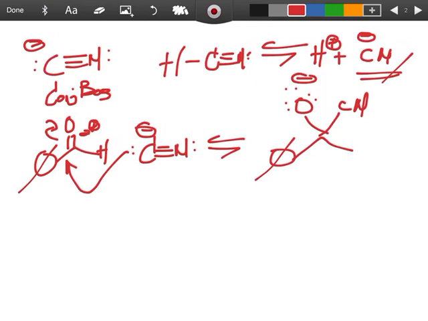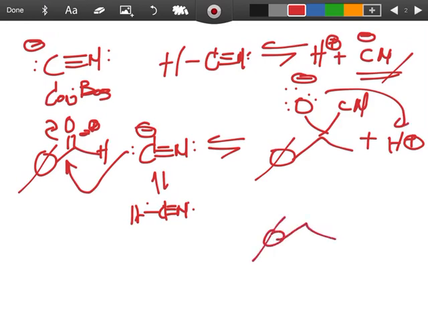And cyanide also is in equilibrium with what? With the cyanhydric acid, that means that we are going to have available a proton that can be caught by the corresponding alkoxide, and what we will have, sorry, is something like this. Very well. So pretty cool, right?